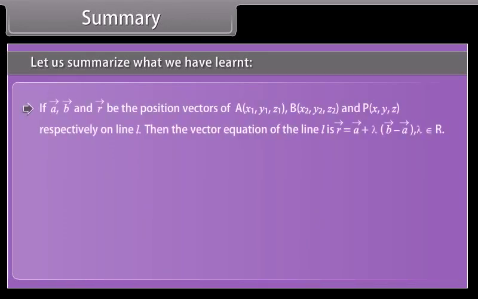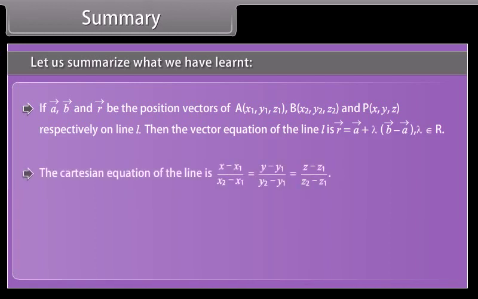if vectors a, b, and r are the position vectors of A(x1, y1, z1), B(x2, y2, z2), and P(x, y, z) respectively on line L, then the vector equation of the line is r = a + lambda (b - a), lambda belongs to real numbers. The Cartesian equation of the line is (x - x1)/(x2 - x1) = (y - y1)/(y2 - y1) = (z - z1)/(z2 - z1).